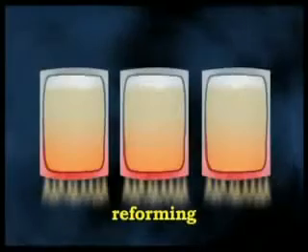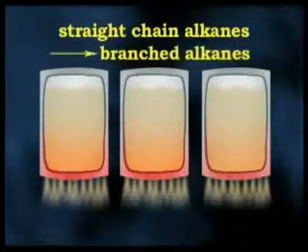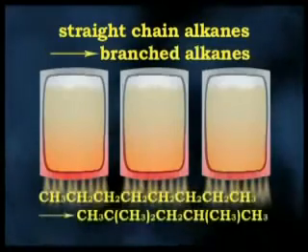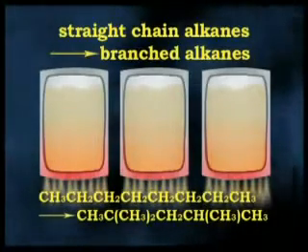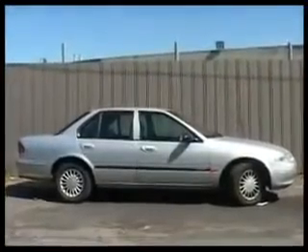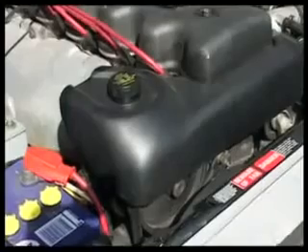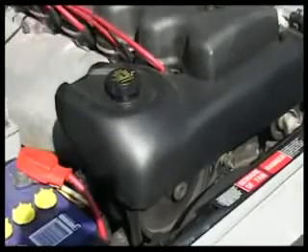Reforming involves the breaking of straight-chain alkanes into branched alkanes. The branched chain alkanes in the 6 to 10 carbon atom range are preferred as car fuel. These alkanes vaporize easily in the engine's combustion chamber without forming droplets and are less prone to premature ignition, which affects the engine's operation.